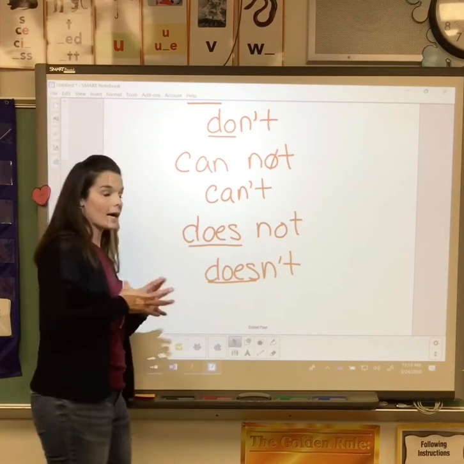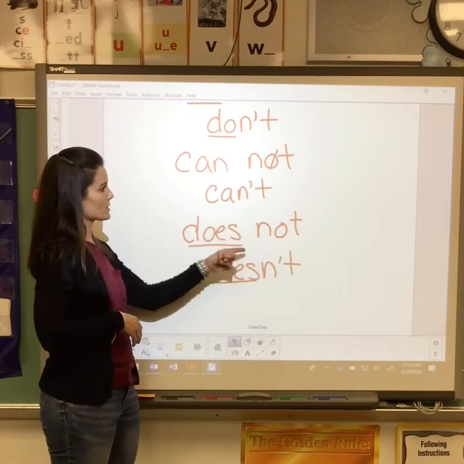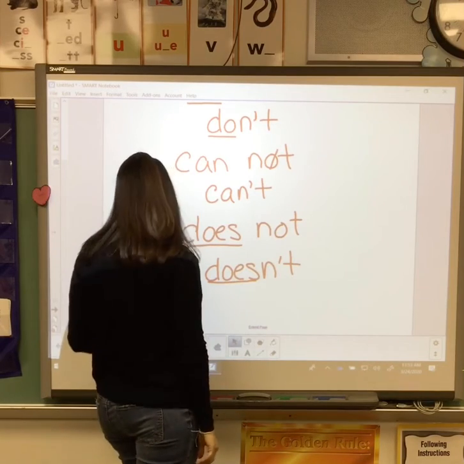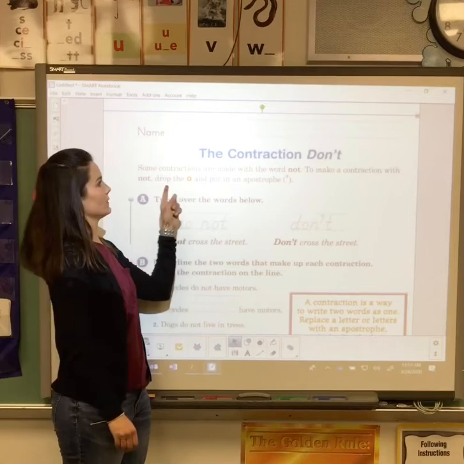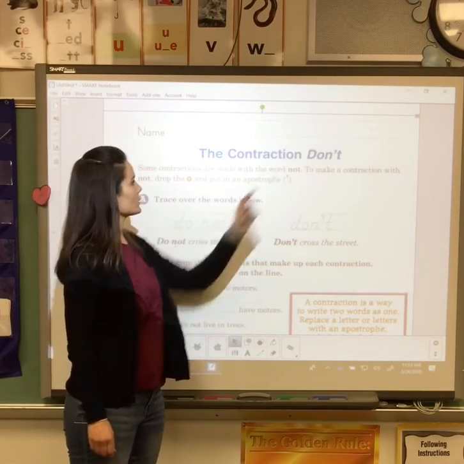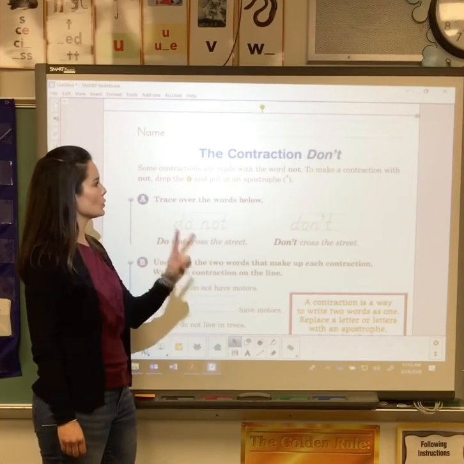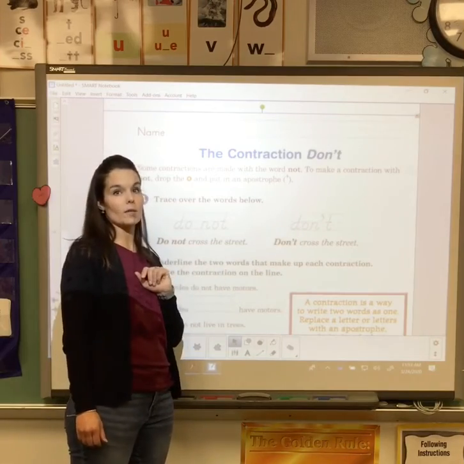Now, there's a lot of other words we can make contractions for, but today we're really focusing on making contractions with the word not. So I'm going to show you an example of a worksheet that you're going to be doing. You're going to be doing several of these this week. It says the contraction don't. So contractions are made up with two words. We're replacing several of the letters in the second word with an apostrophe.